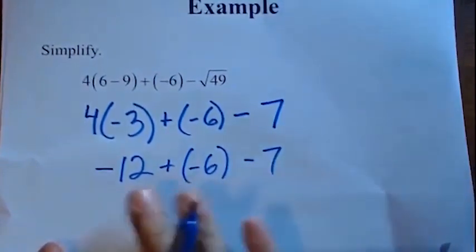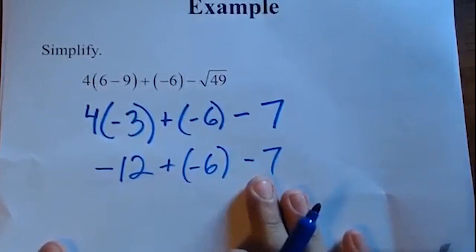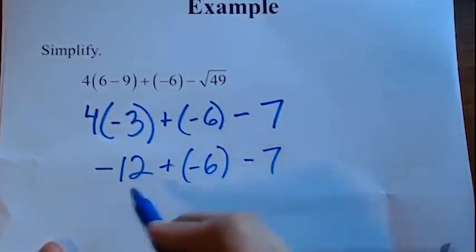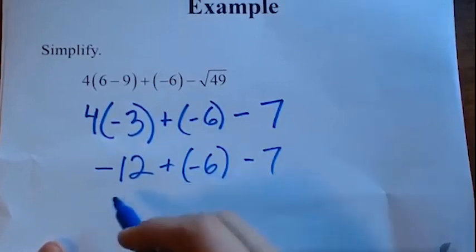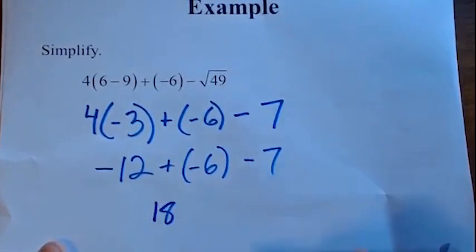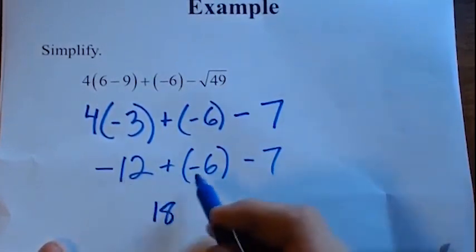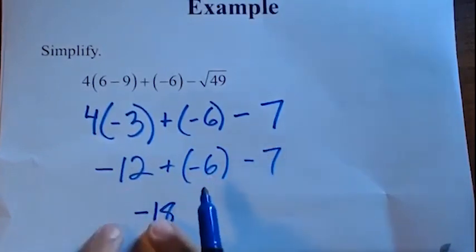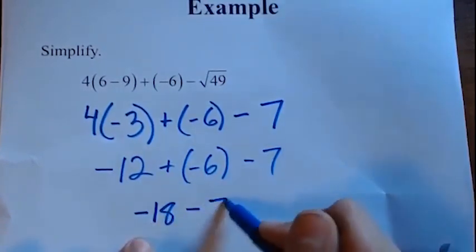We have to do addition and subtraction from left to right as we come to it. We're adding 2 numbers. They have the same sign. Their absolute values are 12 and 6. Add those together, we get 18. But they're both negative numbers, so it's negative 18. Negative 12 plus negative 6 is negative 18.